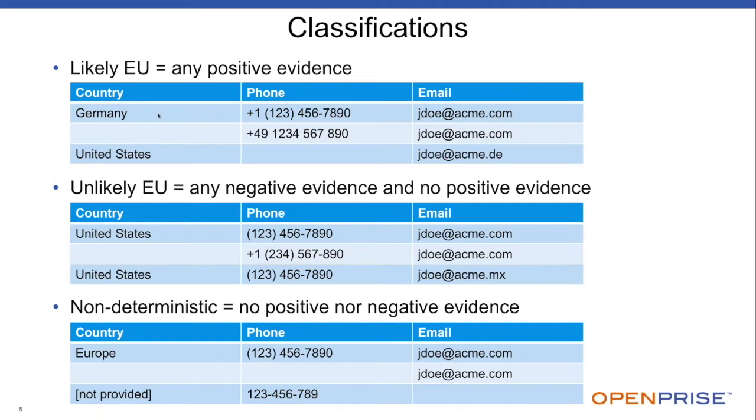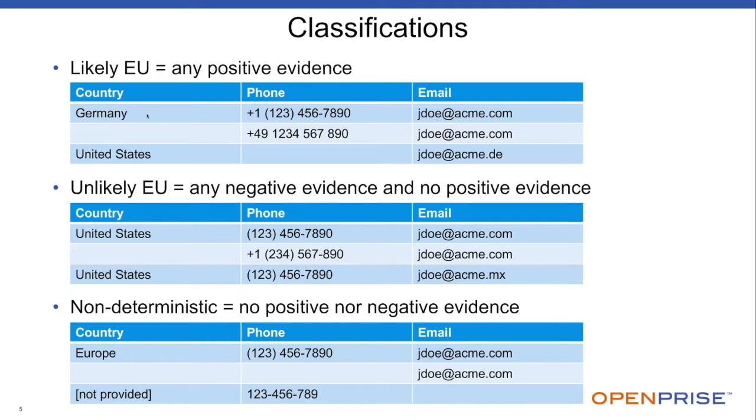Third example here. Country is the United States. Email has a suffix MX, which is Mexico. Phone number, again, doesn't have the proper country code. So in this case, we have two pieces of negative evidence, but no positive evidence. So this becomes unlikely EU.